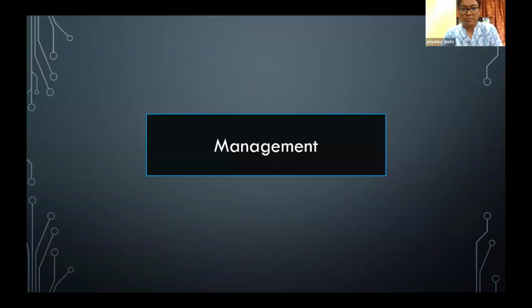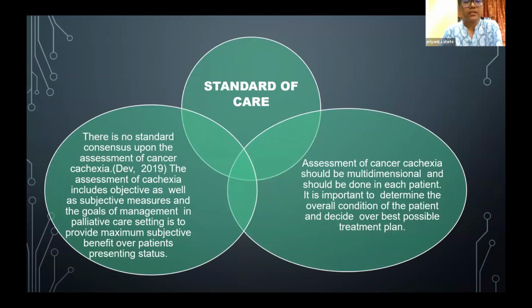Now coming to the main part of our presentation, which is management. There is no standard consensus upon the assessment of cancer cachexia. The assessment of cachexia includes objective as well as subjective measures, and the goal of management in the palliative care setting is to provide maximum subjective benefit over the patient's presenting status. The assessment of cancer cachexia should be multidimensional and should be done in each patient. It is important to determine the overall condition of the patient and decide the best possible treatment plan.